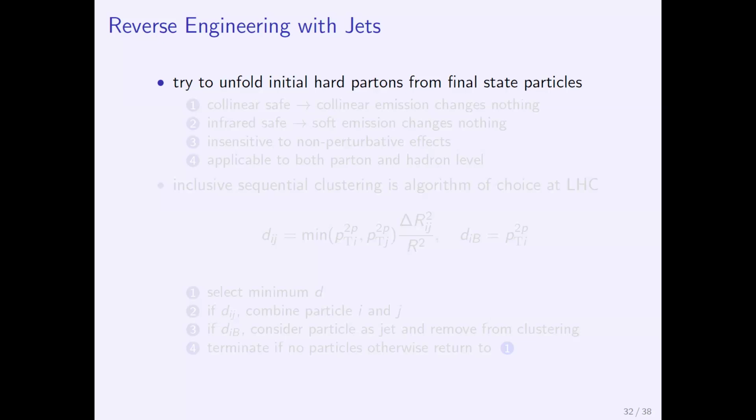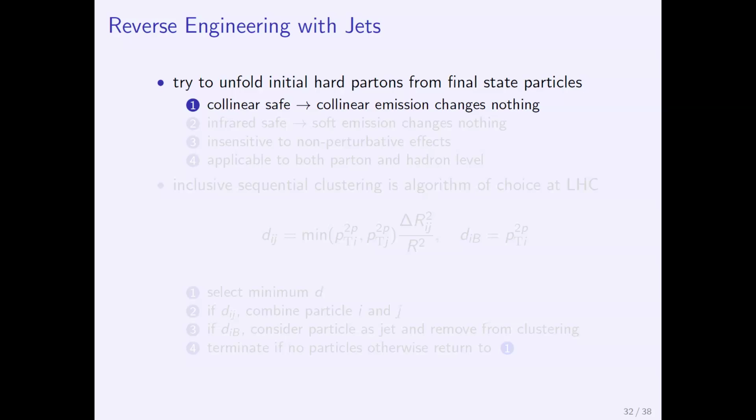And so that means that we want to be able to unfold to the initial hard partons that we have from the final state particles. And of course, this is where jets enter into all of this, and jet finding algorithms as well. So if we think about the problem that we have here, it's nice to be able to define a few things.